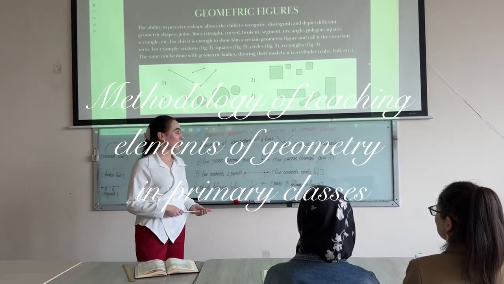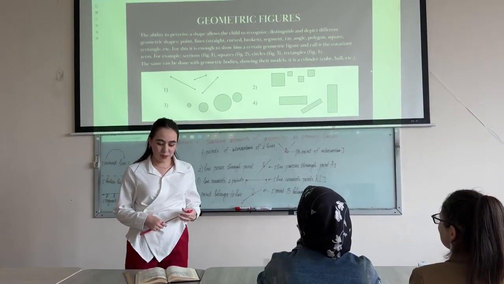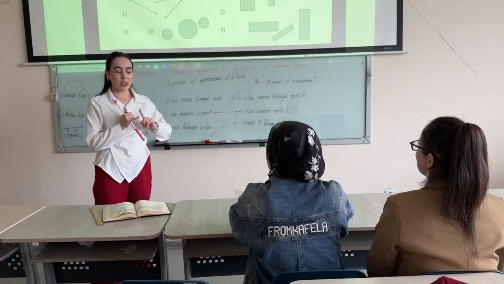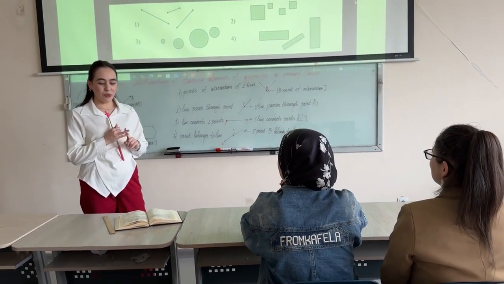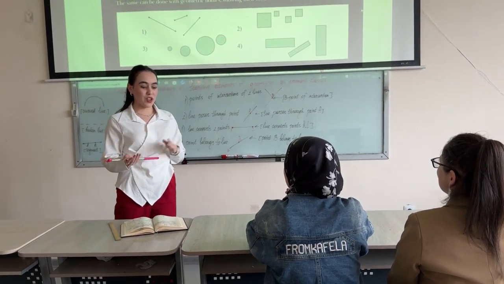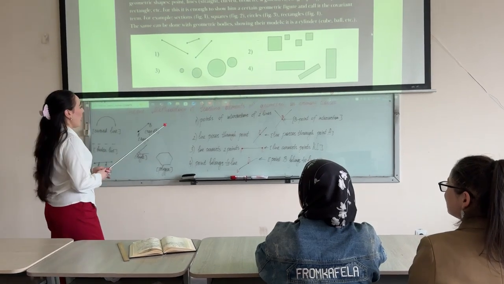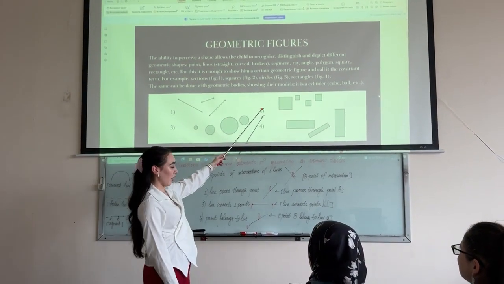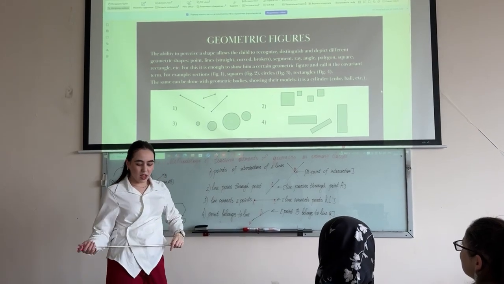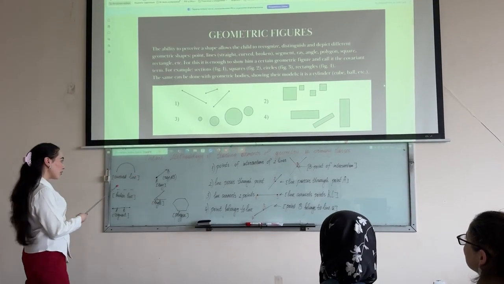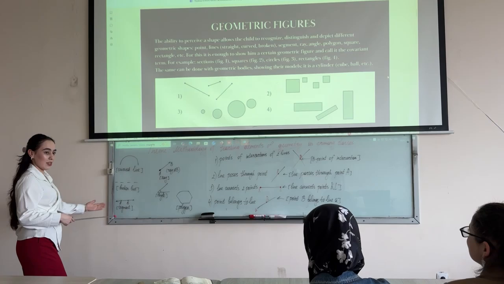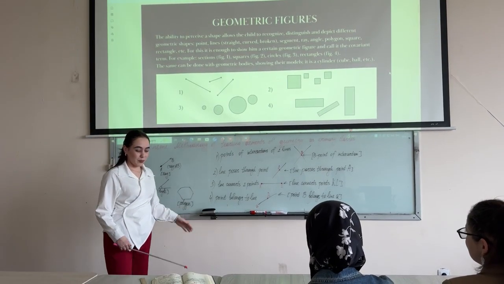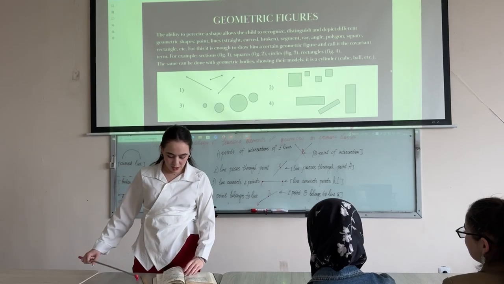Geometry in primary classes. The ability to understand shapes allows children to recognize and name different geometric shapes. For example, we have segments, circles, squares, rectangles, and other elements like curved lines, broken lines, segments again, rays, angles, and polygons. So, why do we need this?